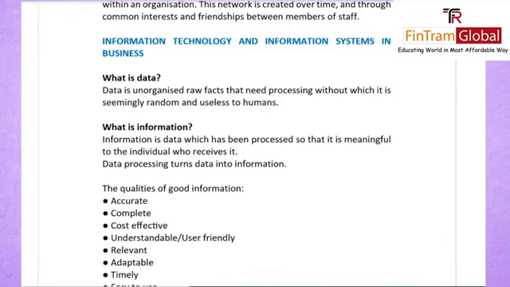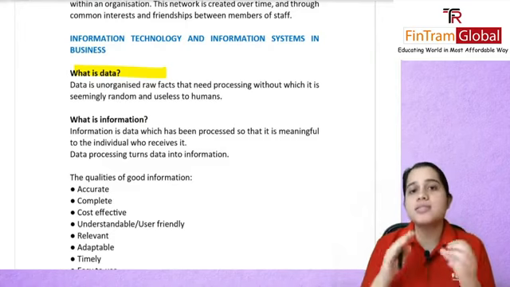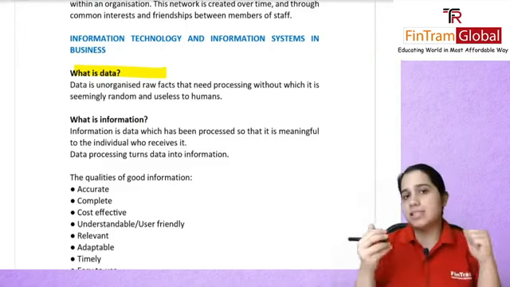In this session, if you remember, we had talked in detail about what is data, what is information, and various sorts of information systems that can be used by business. So let's start by understanding what is data. If you remember, what did we say? That data is unorganized raw facts that will need processing if you want to make some sense out of it. On its own, you can't really use data. Only after you process it will you be able to make sense out of it.